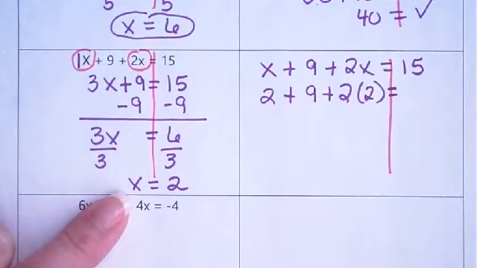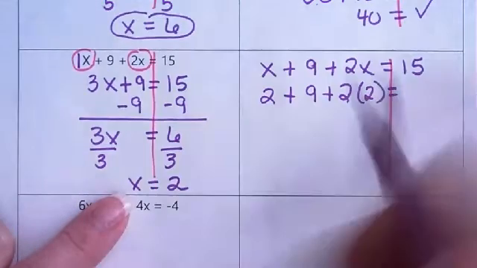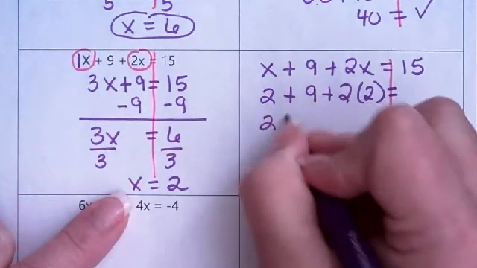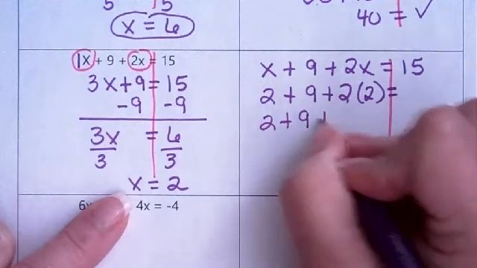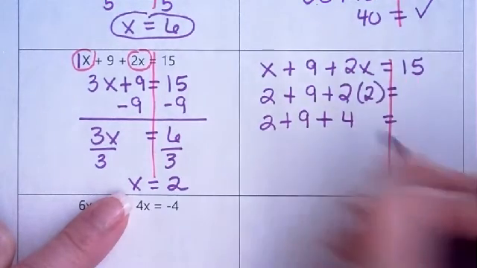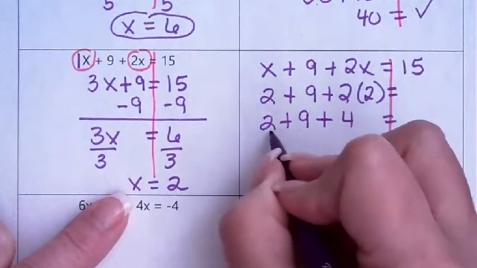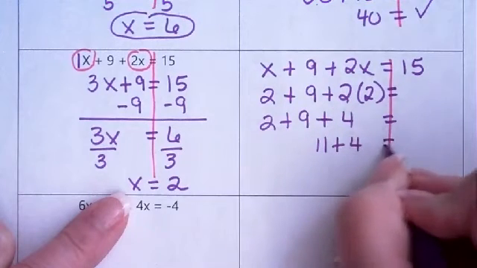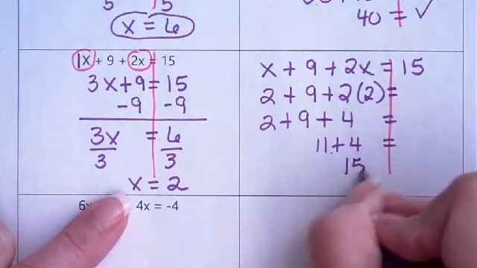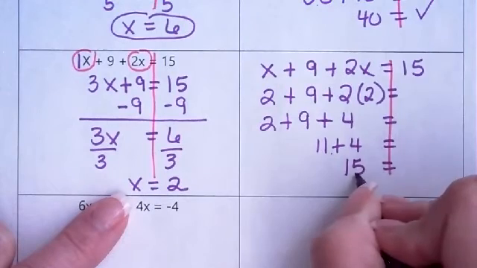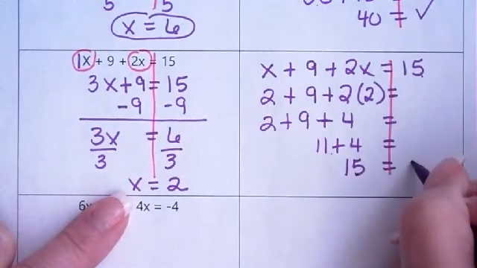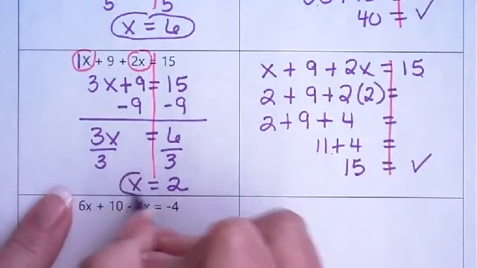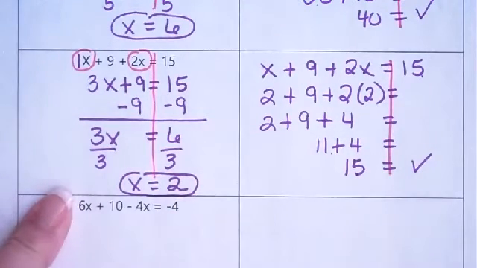Okay, now order of operations says I got to multiply first. So I'm going to bring down this 2, this plus 9, plus 2 times 2 is 4 equal. Now let's do our adding. 2 plus 9 is 11 plus 4, but 11 plus 4 is 15. And I have 15 on this side and 15 on that side. It checks out, and x equals 2 is my answer.